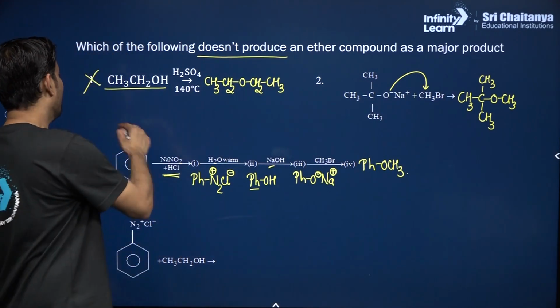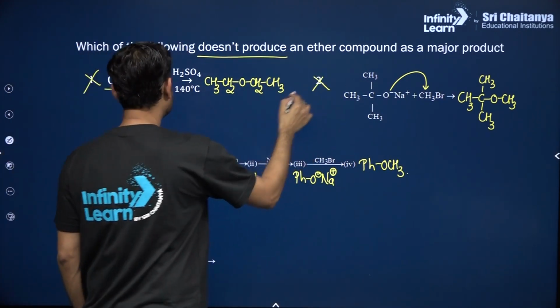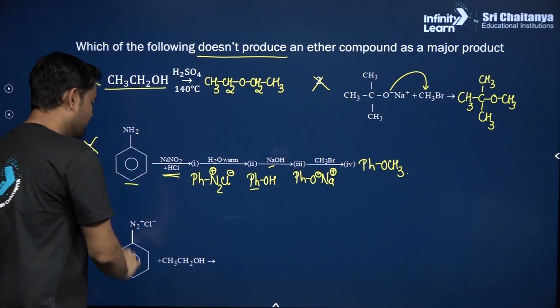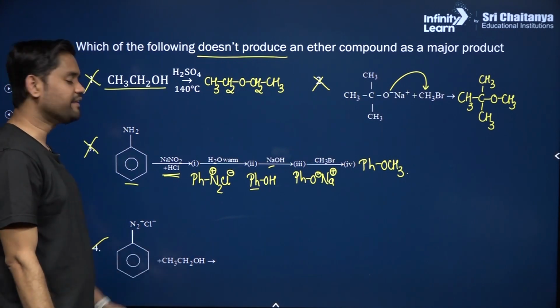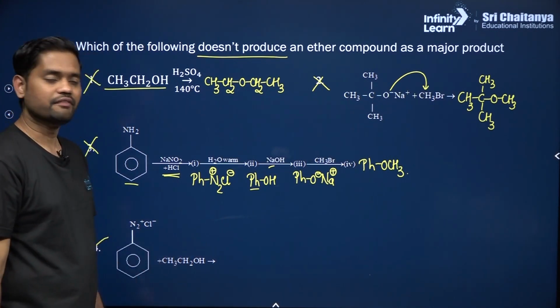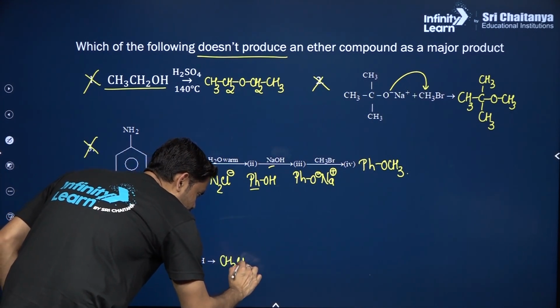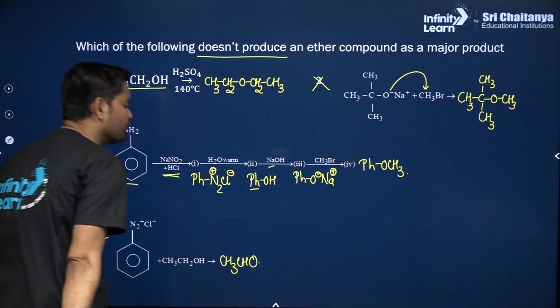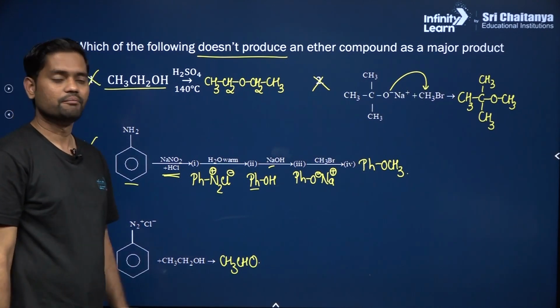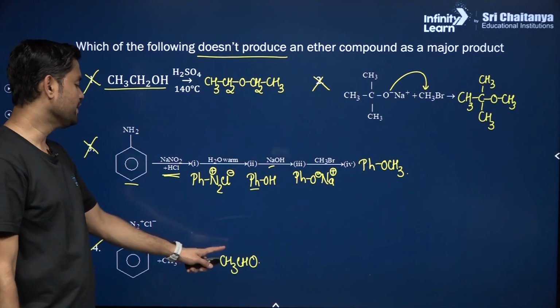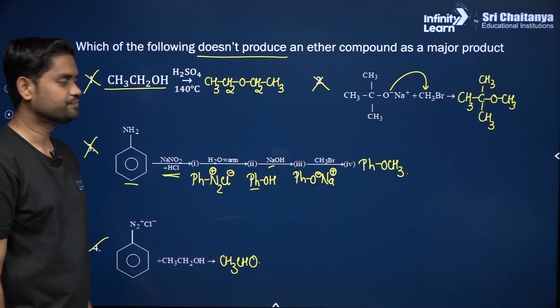Clear? So option 1, option 2 and option 3 are gone. So obviously option 4 will be the right one. Benzene diazonium chloride, when treated with ethanol, it will give you acetaldehyde. Please make a note of it. It will give you acetaldehyde plus benzene plus nitrogen gas. Clear? So ether cannot be prepared from option 4.